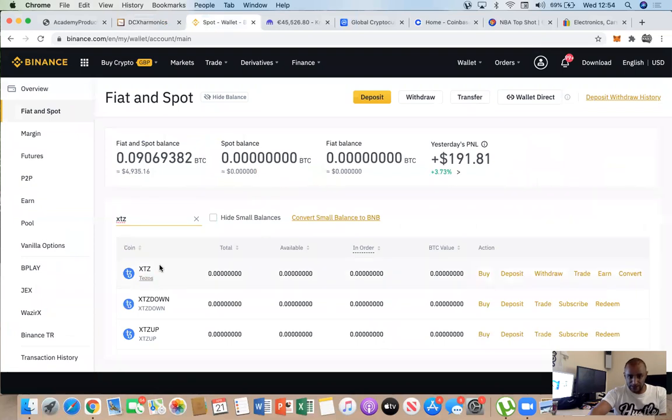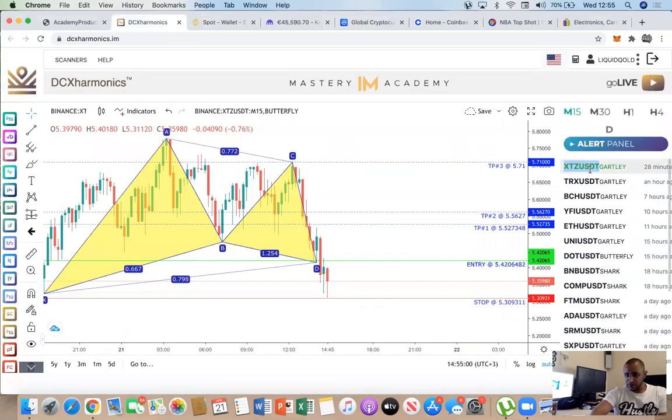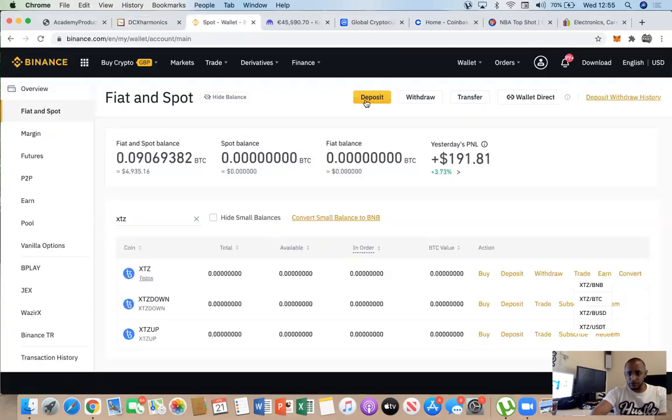I found my XTZ. I'm going to go to the right of it and click on trade. Now, we can trade XTZ against the BNB, which is the Binance coin, against Bitcoin, against the BUSD, which is the equivalent to a Tether for Binance, or against the USDT. We want to trade it against the USDT, right? Because that's what Harmonics is telling us, it's the USDT.